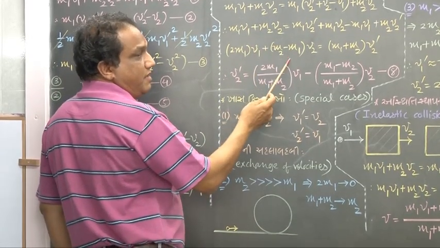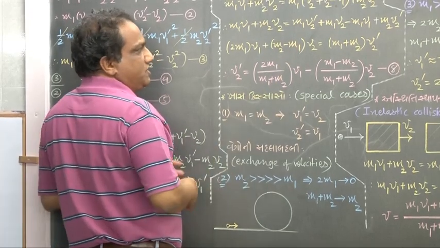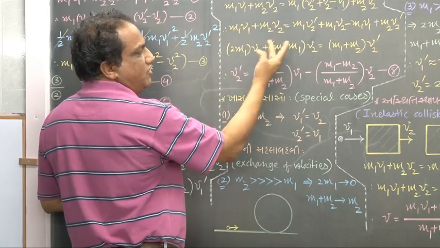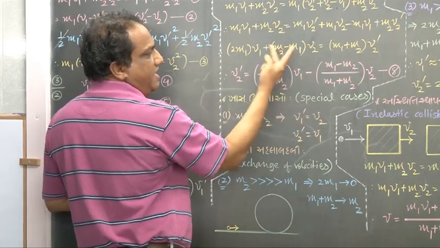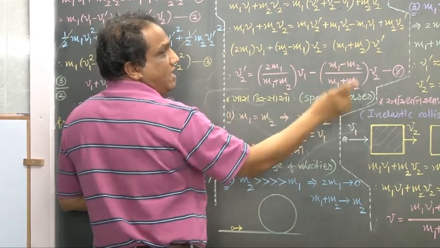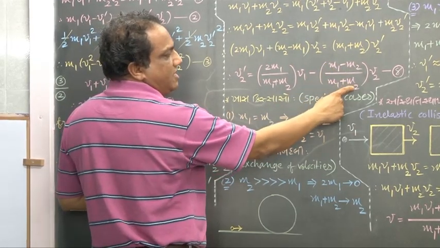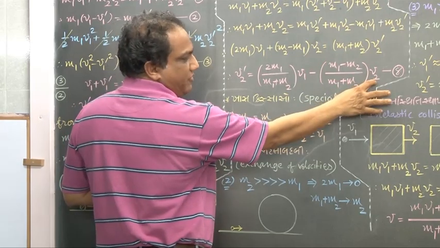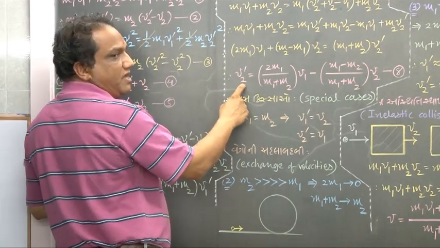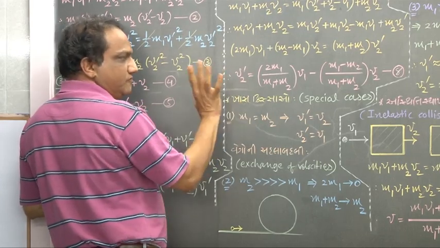And before dividing by M1 plus M2 here, you just take the minus sign out. Then the order will be reversed. So now it will be M1 minus M2, and then you are going to divide by M1 plus M2 into V2. So this gives you the final velocity of the second body.